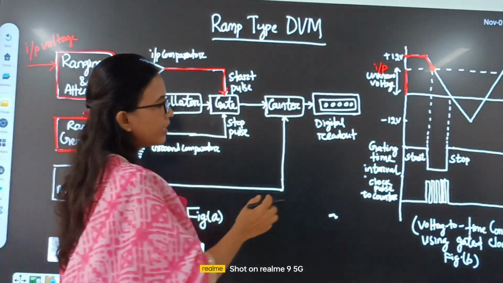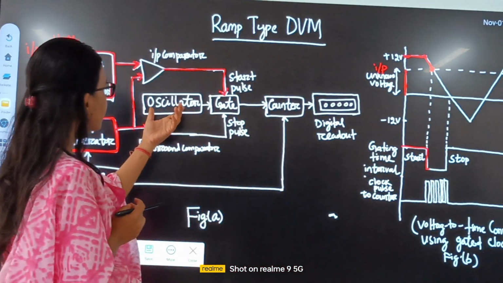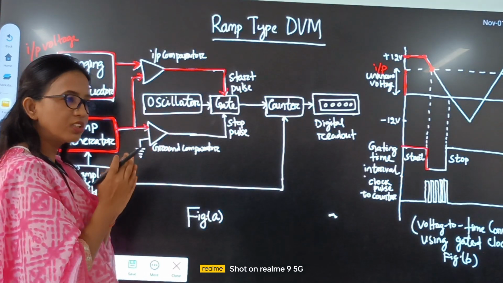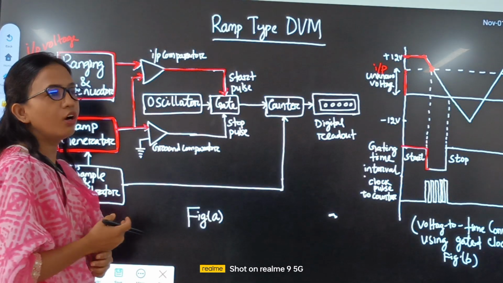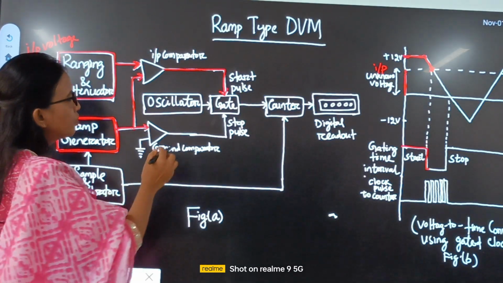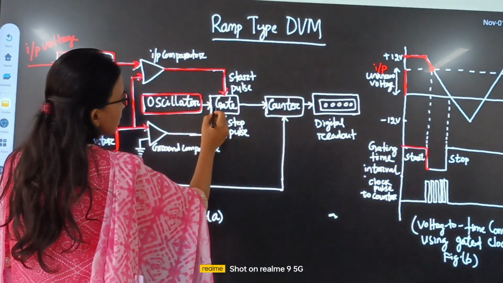So after getting a start pulse, what will happen? Here you can see that an oscillator is connected. The function of the oscillator is to generate the clock pulses, that is, the pulse voltage. The pulses generated from the oscillator are passed through the gate.